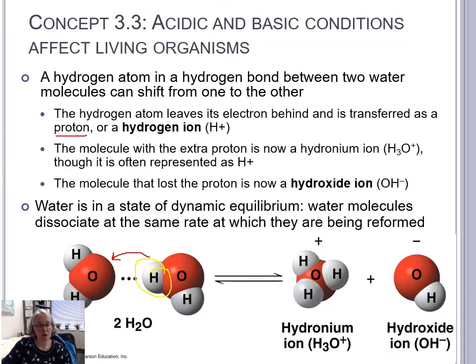When I say proton or hydrogen ion, or you see this little H plus sign, those are all talking about the same thing. The new molecule that we end up with is known as the hydronium ion, although it's often represented as H plus. Sorry, I just drew my arrow on the wrong piece. Ooh, sorry, this is the hydronium ion. The molecule that lost the proton, this second guy, is now called the hydroxide ion.